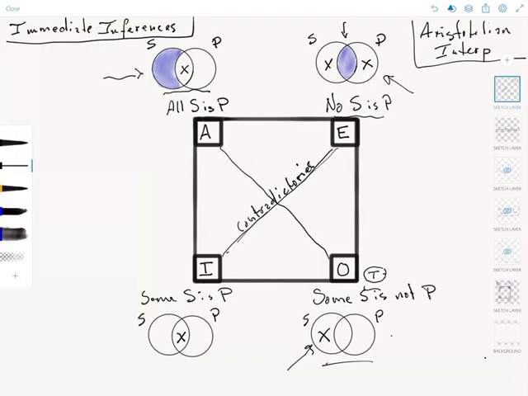Similarly, if I is true, then this relationship holds between S and P. And if this relationship holds, then the assertion by the E that there needs to be shading in this overlapping region between S and P cannot be true.